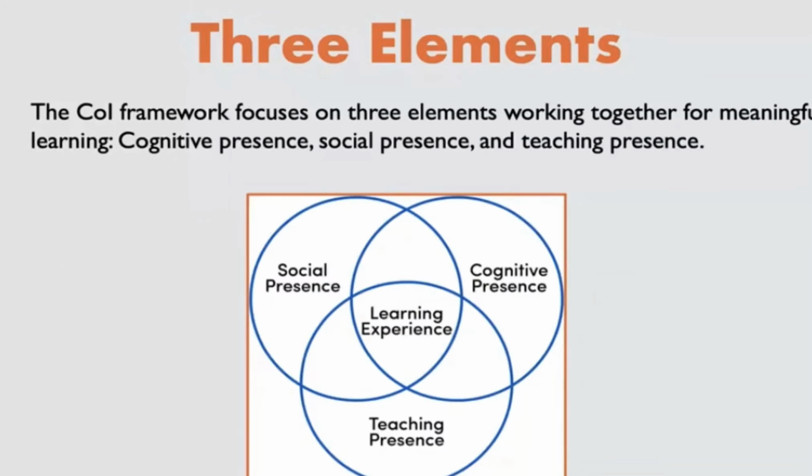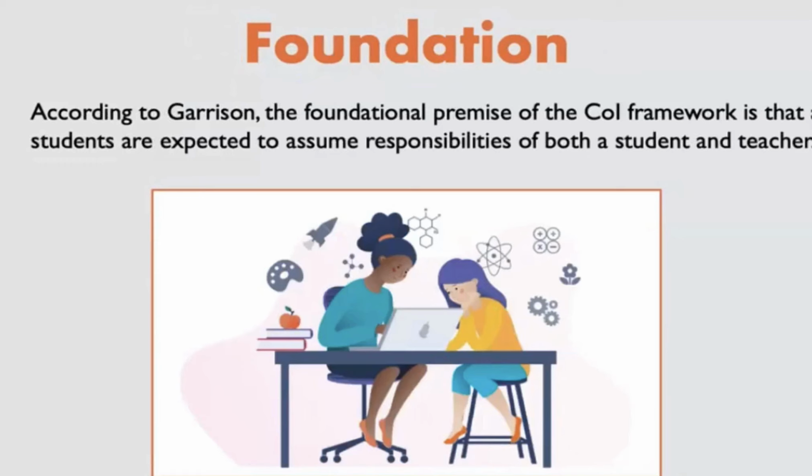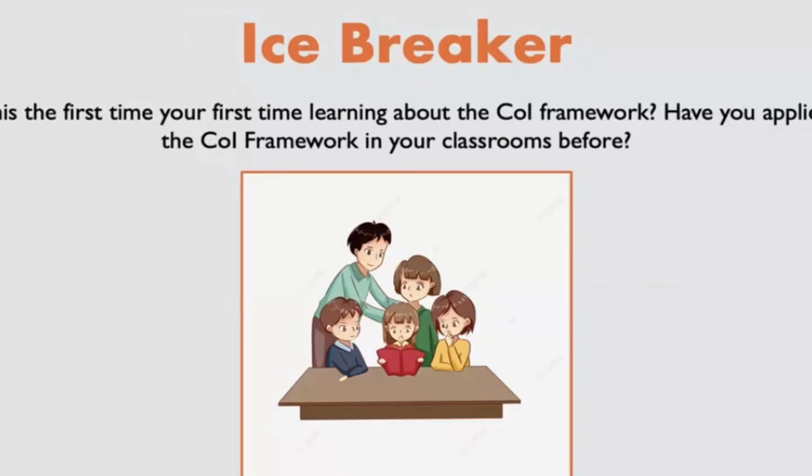The COI framework focuses on three elements working together for meaningful learning: cognitive presence, social presence, and teaching presence. Today, we're going to discuss how integrating these three elements creates a collaborative learning environment. Foundation. According to Garrison, the foundational premise of the COI framework is that all students are expected to assume responsibilities of both a student and a teacher.